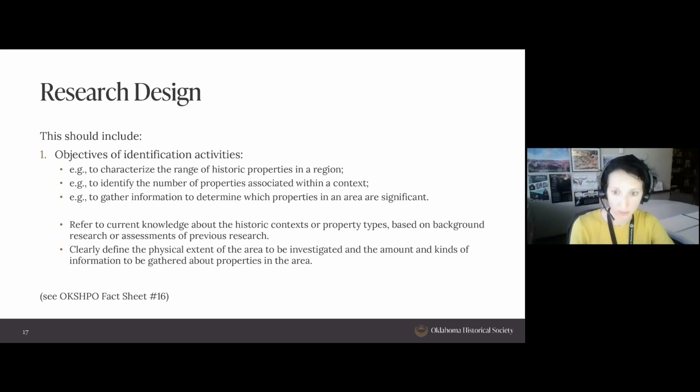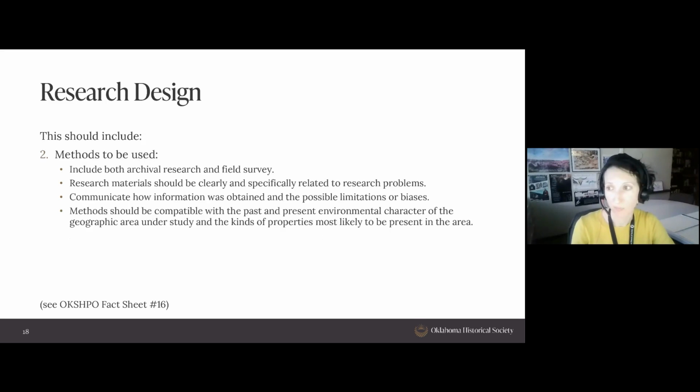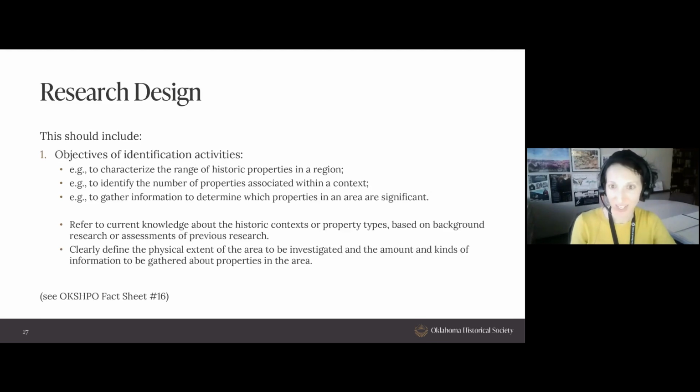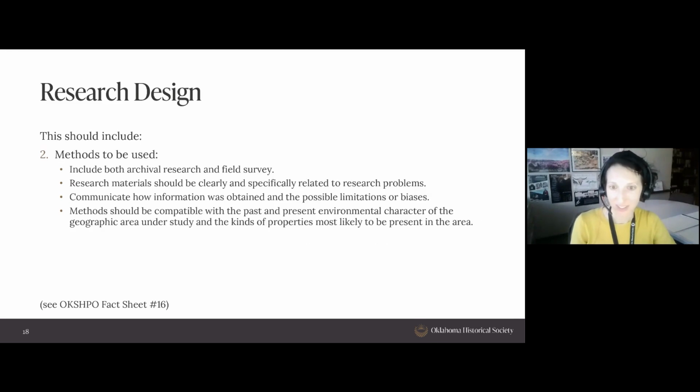You need to clearly define the physical extent of the area to be investigated and the amount and kinds of information to be gathered about properties in the area. In addition to one, objectives of identification activities, the research design needs to include two, the methods that you're going to use. This will include both archival research and field survey.